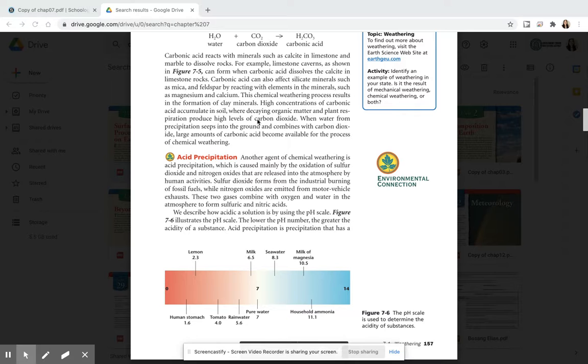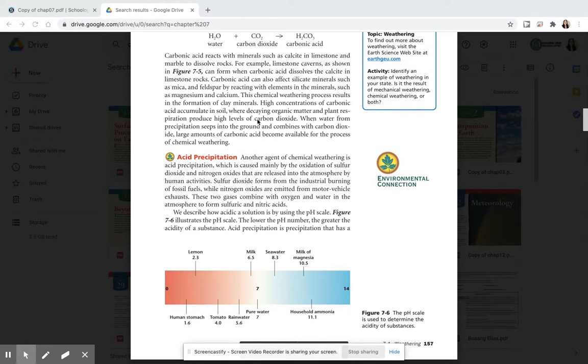Carbonic acid reacts with minerals such as calcite in limestone and marble to dissolve rock. For example, limestone caverns, as shown in Figure 7.5, can form when carbonic acid dissolves calcite in limestone rocks. Carbonic acid can also affect silicate minerals such as mica and feldspar by reacting with elements in the minerals such as magnesium and calcium. This chemical weathering process results in the formation of clay minerals.